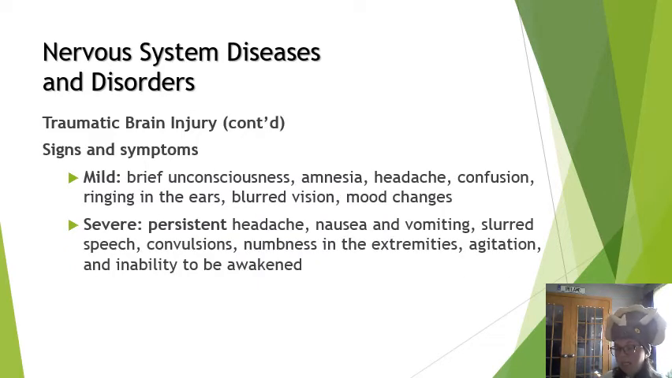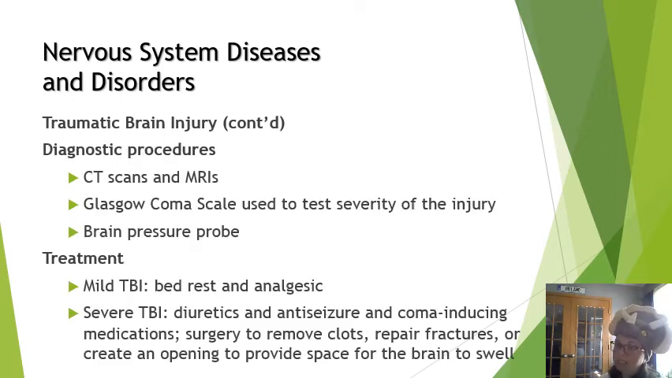Mild traumatic brain injury is still very serious. It does result in a brief loss of consciousness, amnesia, headache, confusion. You'll have ringing in the ears, blurred vision, and mood changes. More severe injuries can yield persistent headaches, nausea, and vomiting. There'll also be slurred speech, convulsions, numbness of the extremities, agitation, inability to be woken up either on your own or with slight stimulation. A TBI is diagnosed using CT scans and MRIs.